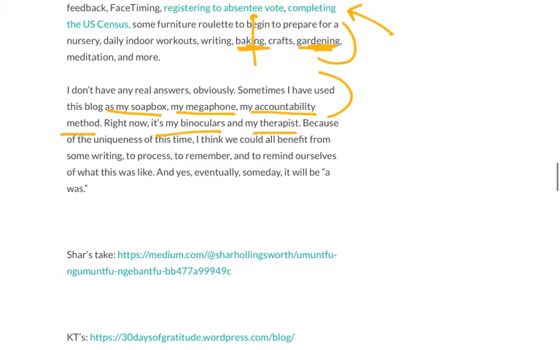Because of the uniqueness of this time, I think we can all benefit from some writing to process, to remember, and to remind ourselves of what this was like. Again, this is the reason I really wanted to do this assignment with you all, because I think that these are very strong reasons to write right now. To process what's happening to us, to remember later what's happening to us, and so later we can look back on this and use this as a historic document of what life was like during the pandemic. And yes, eventually someday it will be a was.